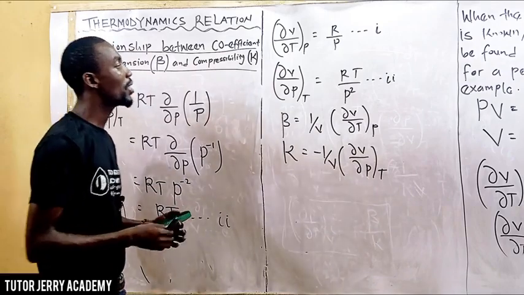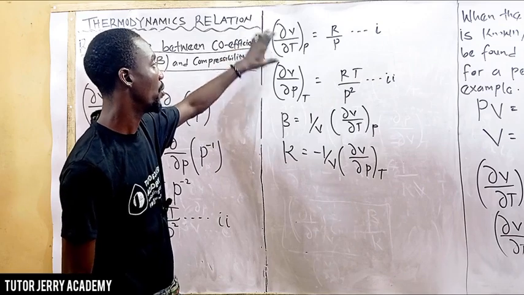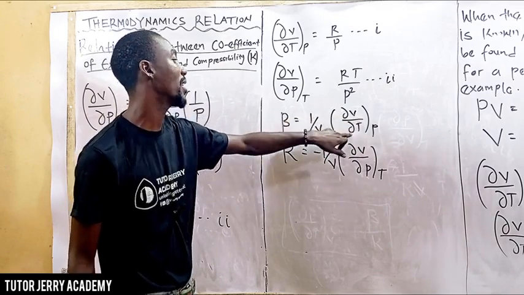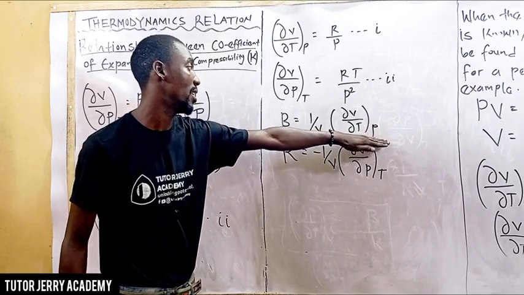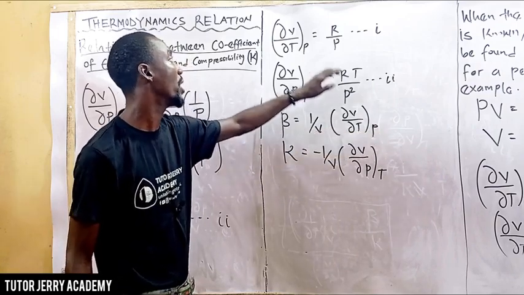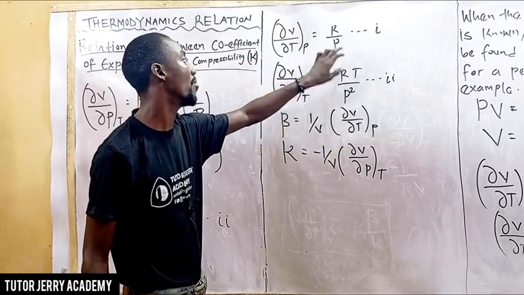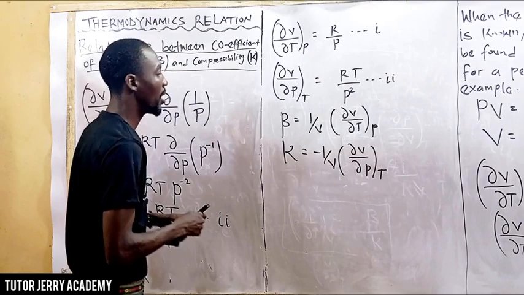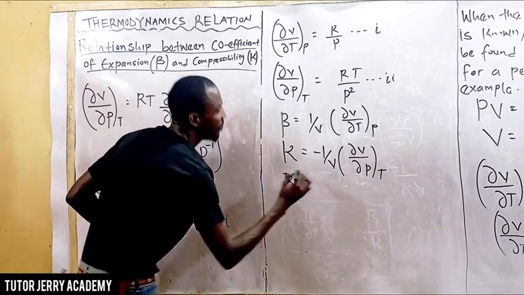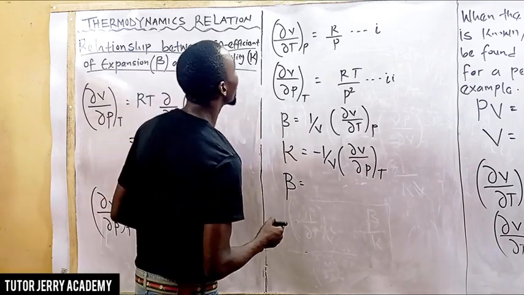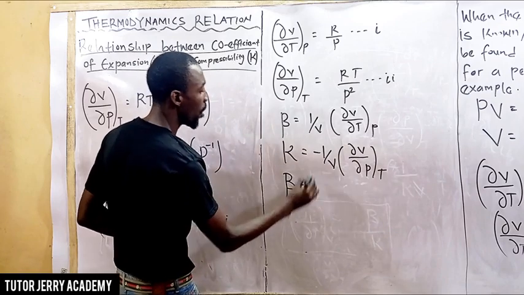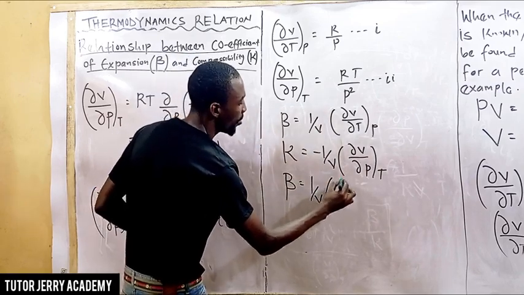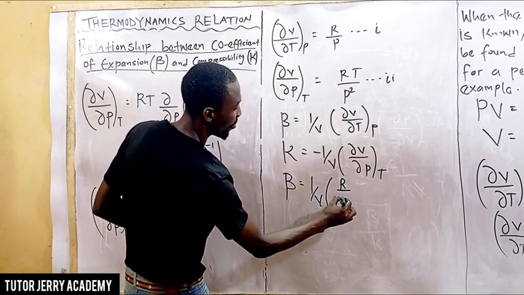All right. Now, look at this equation here. We already have the partial differentiation of V over the partial differentiation of T, keeping P constant, in this equation here. So now we can replace this with R over P, and then we can replace what is here with what? RT over what? P squared. So now beta, which is the coefficient of cubic expansion, will be equal to 1 over V into R over P.